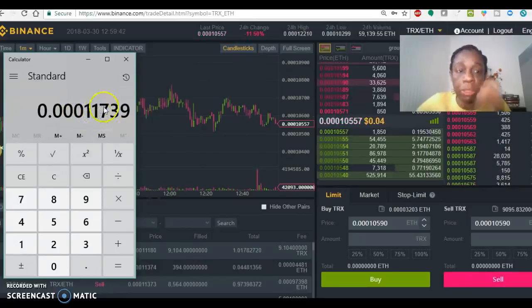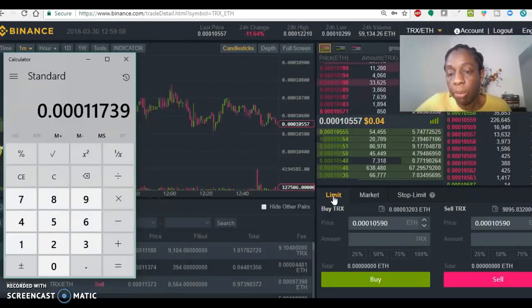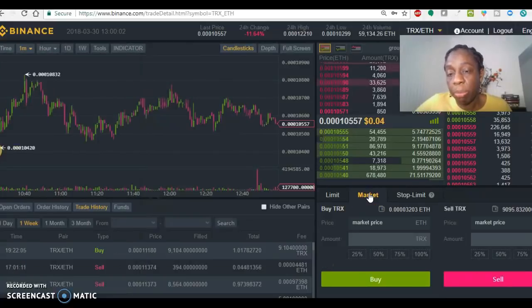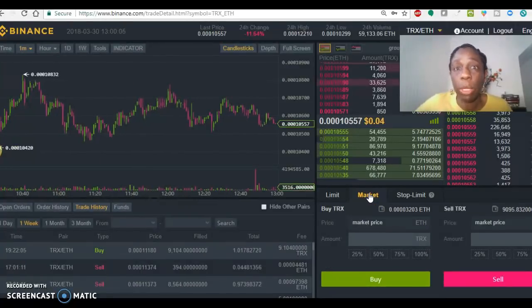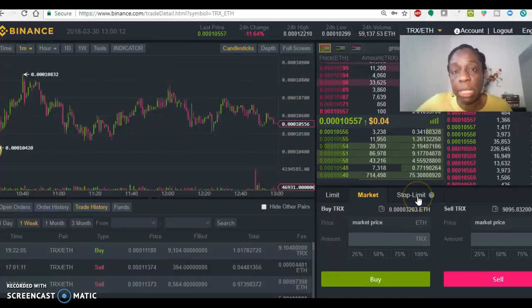So I'm actually going to set it up so that when I'm away from my screen and the price of Tron goes up to this amount, then the trigger will be set without my being at the screen. So I'm going to use this option up here. Here we have a limit option to buy or sell, a market option. This market option pretty much is the option you use if you want to buy your cryptocurrency at the market price or sell at the market price. This is the one I'm interested in, the stop limit.